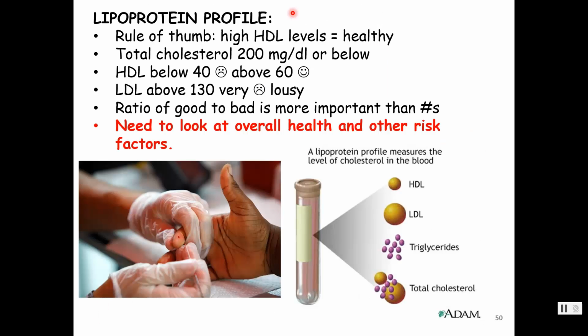Okay, so part of routine testing, it's not uncommon to do a lipoprotein profile. So the rule of thumb is you want those HDL levels to be higher than your lousy levels. You don't want total cholesterol to be over 200 milligrams per deciliter, so you want that to be there or below. You want those HDLs at least above 60. If they're below 40, then that's bad. You want your LDLs, those lousy ones, not to be above 130.